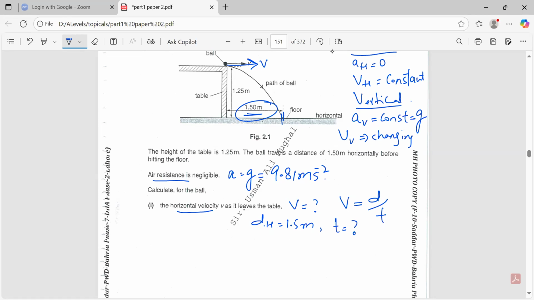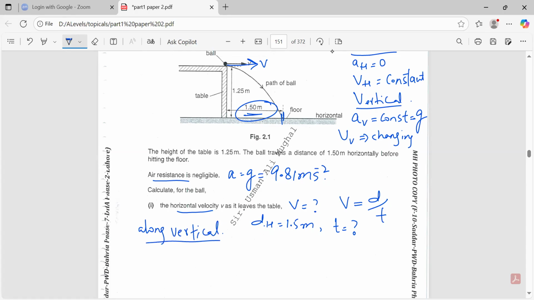So first of all, our task is finding out the value of time. How will this time value be found? For finding out the time, we will be using the equations of motion along the vertical direction. So along the vertical direction, how can we find out the time?